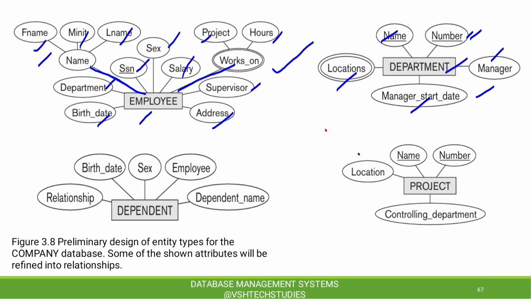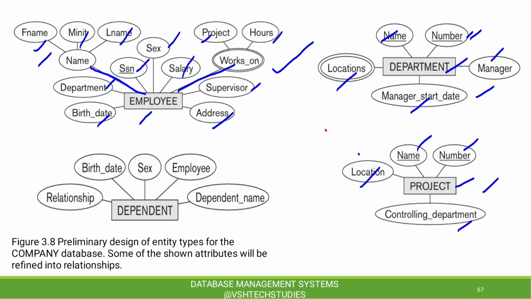So next, the project entity. Its attributes are location of project, project name, which is a key attribute because two projects cannot have the same name, and project number. It is also a key attribute because no two projects can have the same number. And this attribute indicates the controlling department. Okay. So this shows the project entity along with its attributes.